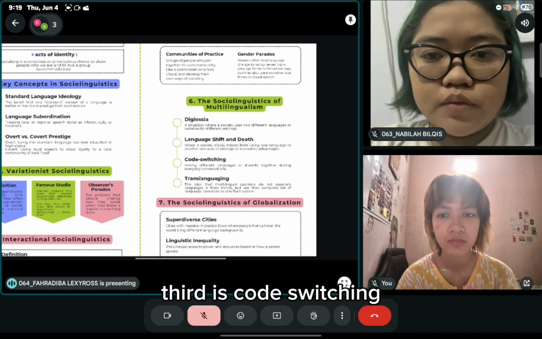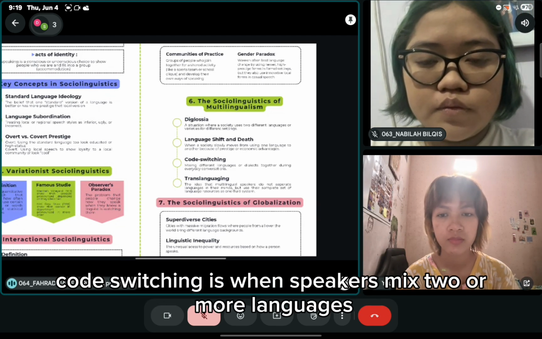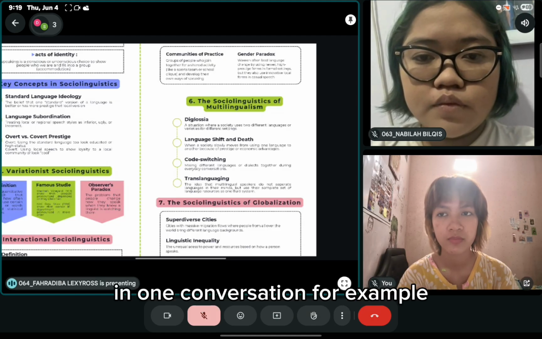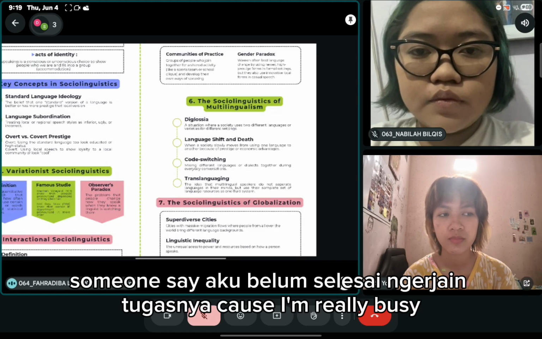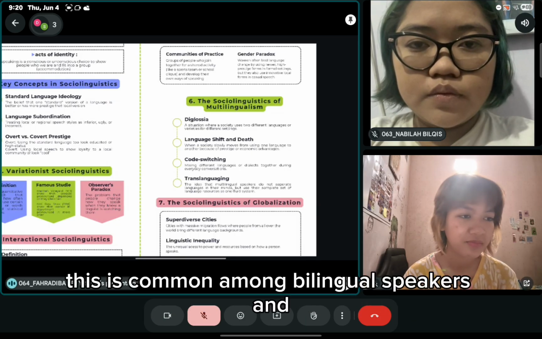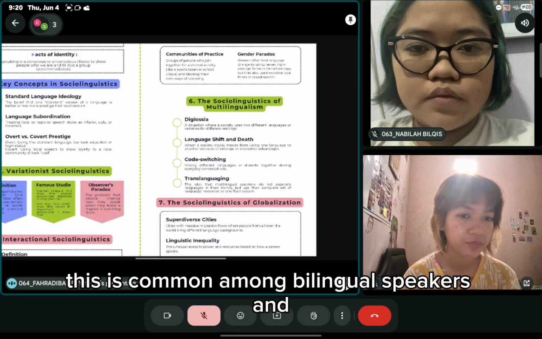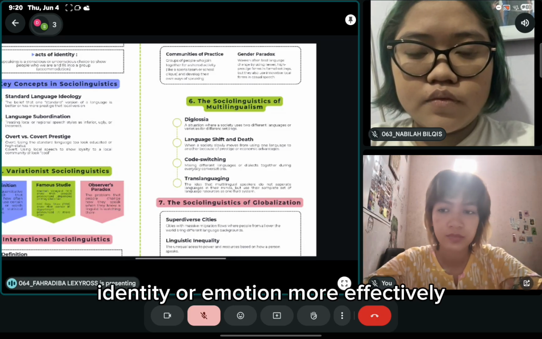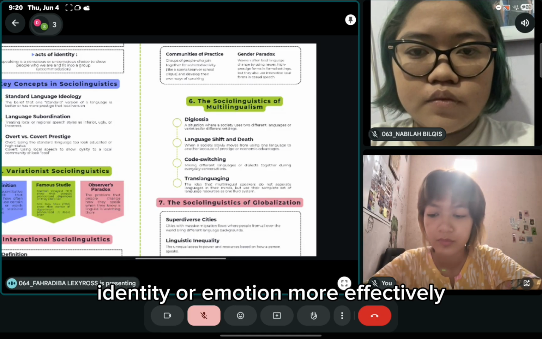Third is code switching. Code switching is when speakers mix two or more languages in one conversation. For example, someone says, "aku belum selesai ngerjain tugasnya because I'm really busy." This is common among bilingual speakers and can help express meaning, identity, or emotion more effectively.